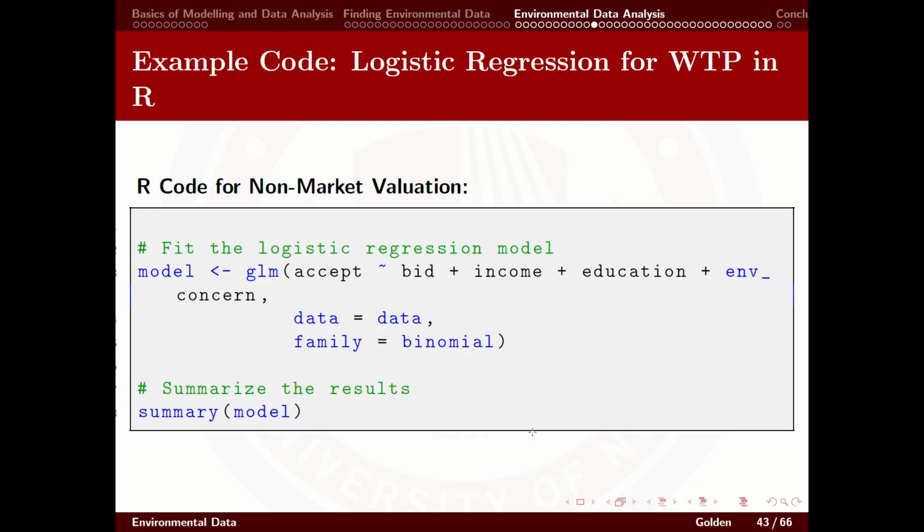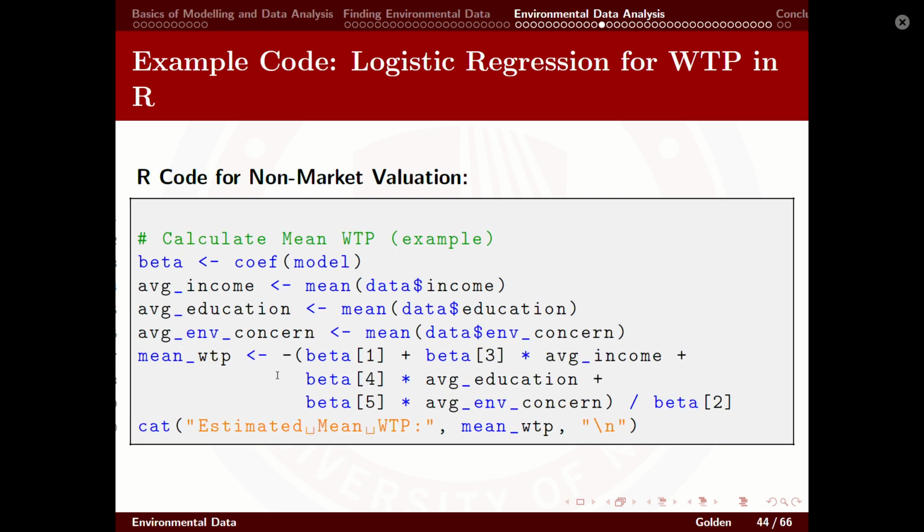We fit the logistic regression model. So now, instead of using lm, we use glm. Model gets, this is that assignment operator in R, glm, generalized linear model, except tilde, meaning it's a function of bid plus income plus education plus environmental concern. Data equals data, and you have to specify a family of generalized linear model. If you did normal, this would be a probit. In this case, it's a binomial, and then you put in summary of model, and you'll get the results.